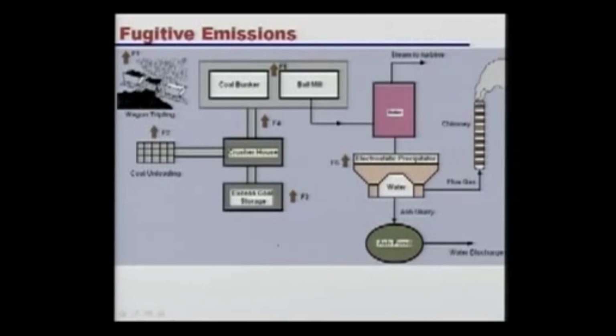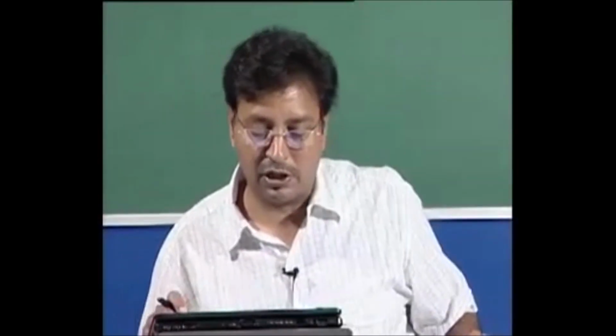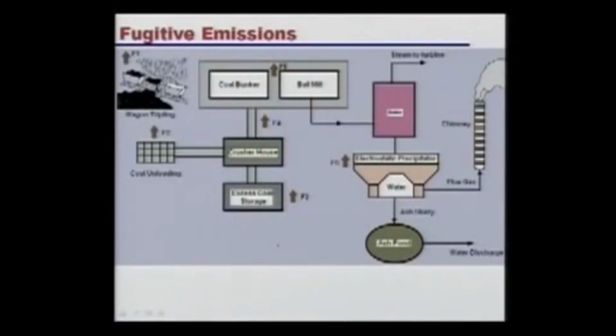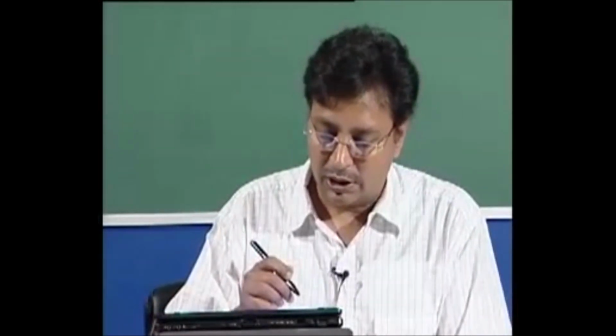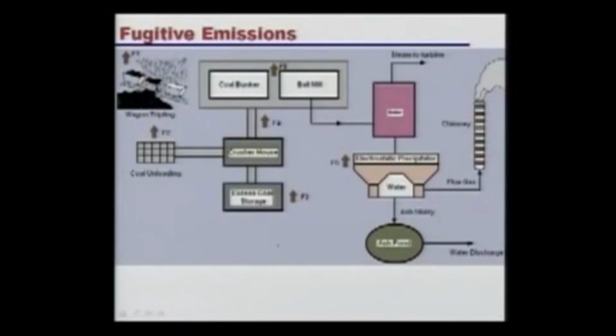So let's quickly summarize, especially for the power plant, what emissions can occur, and those emissions which are largely of a fugitive nature, because we have already seen what happens at the chimney. Let's quickly look at the fugitive emissions. Let's go to the screen. The coal is brought down at the wagon tipplers, and there are a lot of dust emissions. That is what is called F1, the wagon tippler.